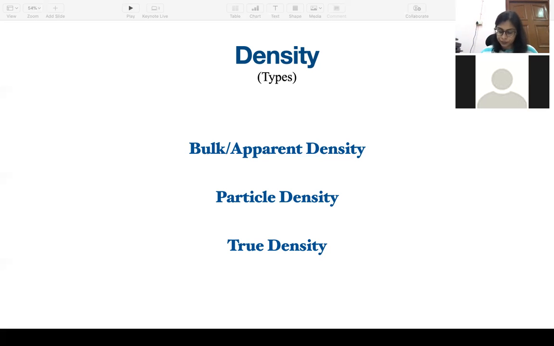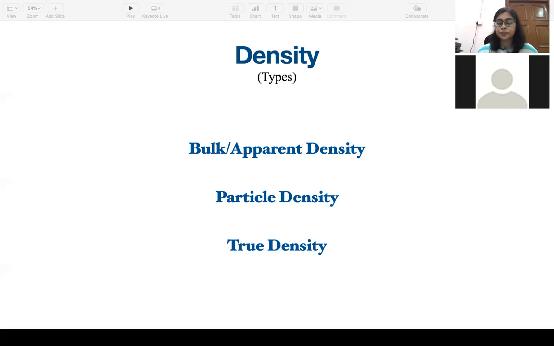Clear? Yes, ma'am. Then comes true density. What is true density? Density of the product after all the air has been sucked out. So air has no role to play in the density of the product in case of true density. Okay? The true density of skim milk powder is 1.44 to 1.48, whereas that of whole milk powder is 1.26 to 1.32 grams per milliliter.